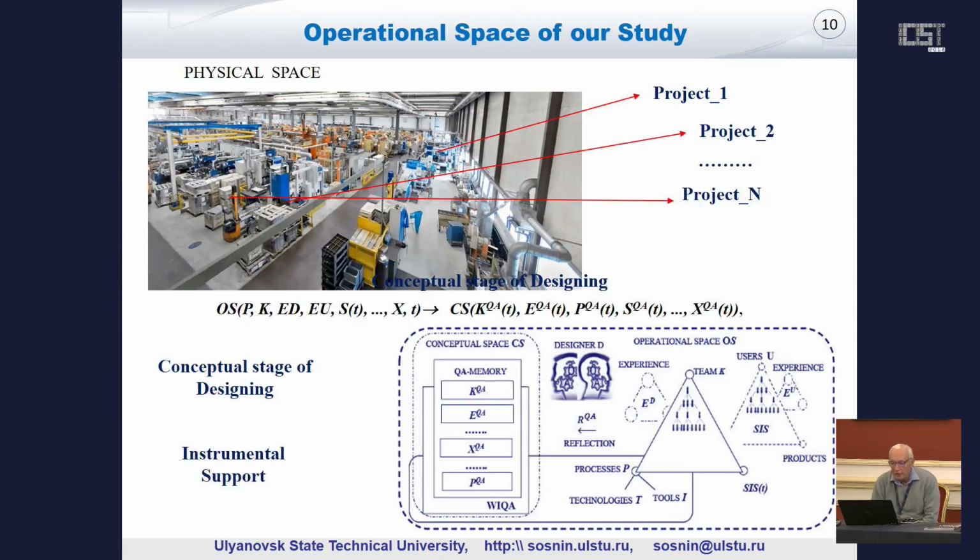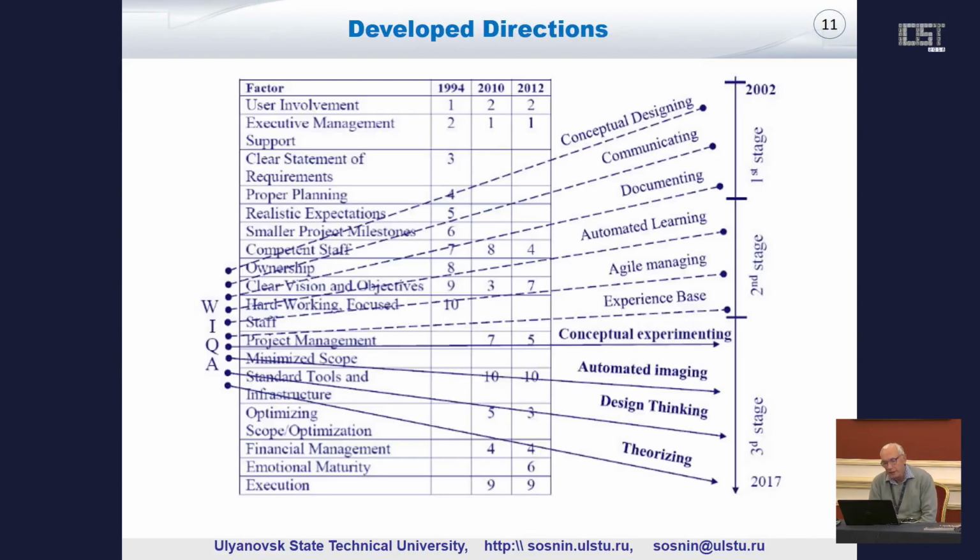The base of our research is a reflection of the operational space and design in the software system on the semantic memory. You can see in the corner of this slide the operational space and its reflection on the semantic memory. We investigated reflection in conceptual designing, communicating during design, documenting, automated learning, agile management, experience-based, conceptual experimenting, automated imaging, and design thinking.